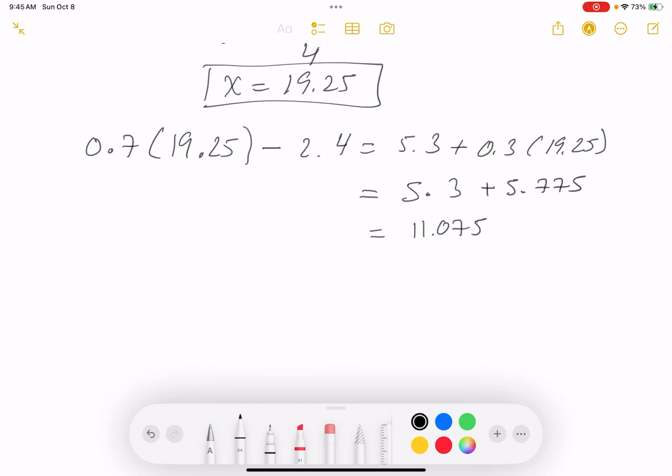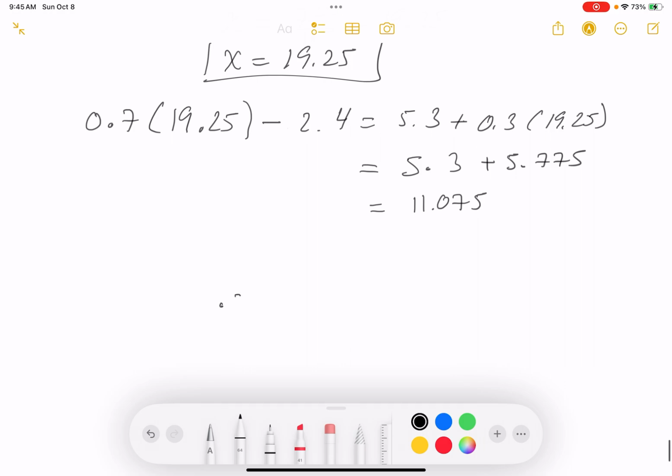Let's do it now. And I'm going to do 0.7 times 19.25. Let's see, 7 times 5 is 35. That's not so bad, right? 14 and 3 is 17. 63, 64. 7 and 6 is 13. All right, so what do you get over here? You're going to get 13.475 minus 2.4. All right, let's go to town.